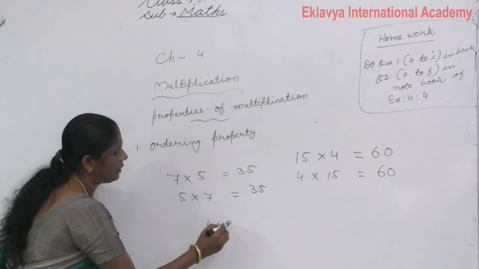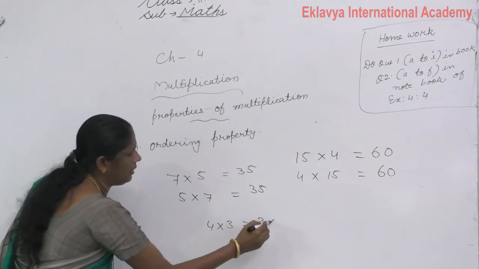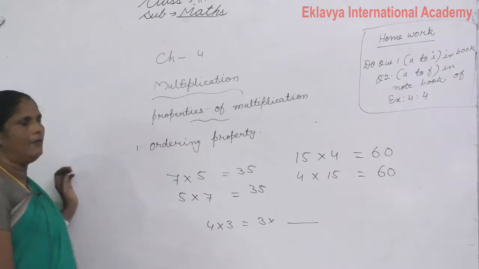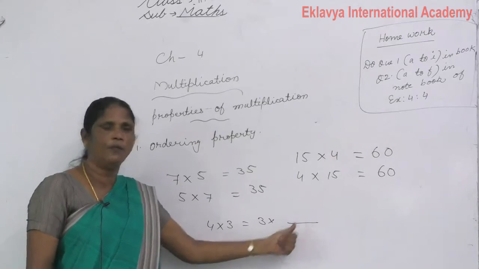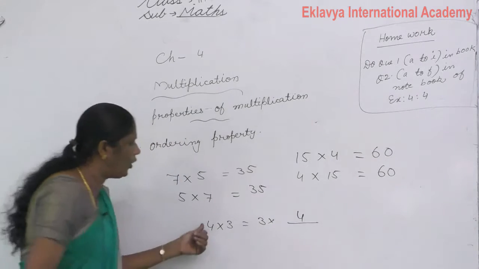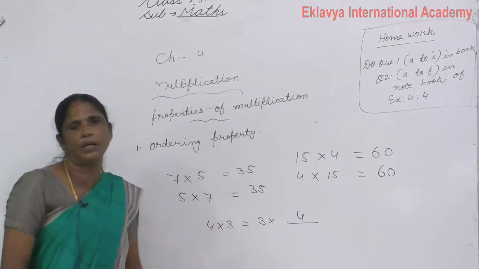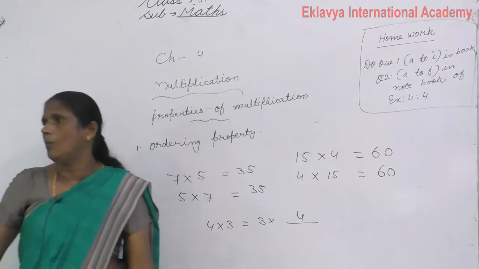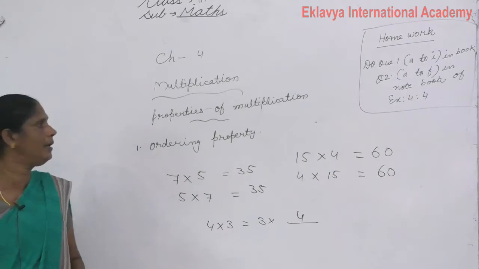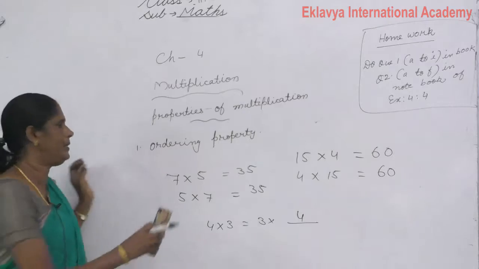Now fill in the blanks. 4 into 3 is equal to 3 into dash. Which number do you write here? 4. The order is changed, but the result does not change. That property is called the ordering property.